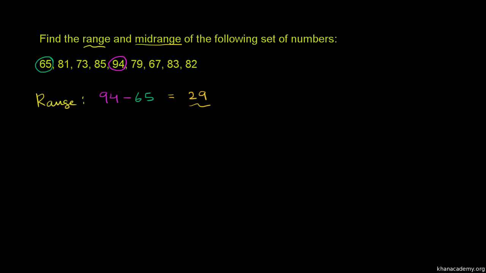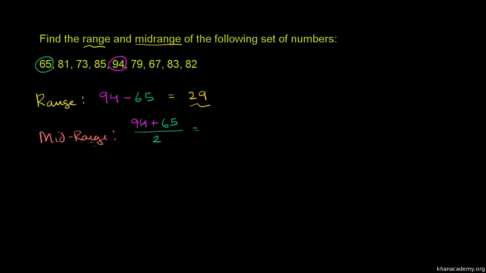So that's the range. The mid-range is one way of thinking to some degree of kind of central tendency. So mid-range. And what you do with the mid-range is you take the average of the largest number and the smallest number. The mid-range would be the average of these two numbers. So it would be 94 plus 65. And when we talk about average, I'm talking about the arithmetic mean, over 2.